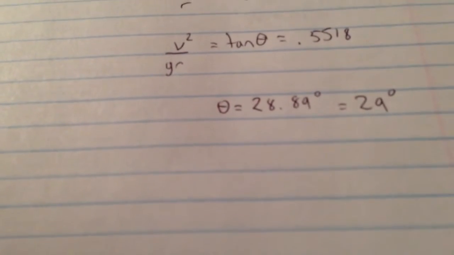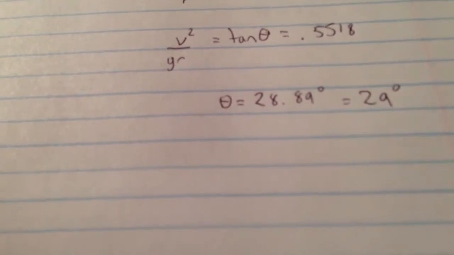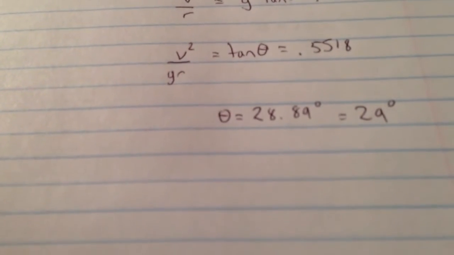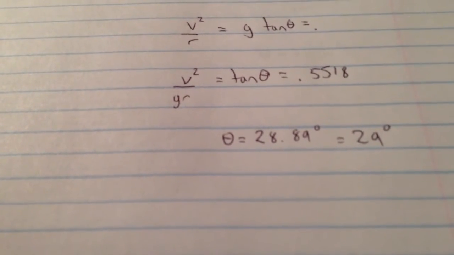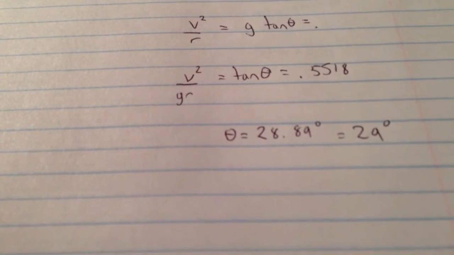If this was the AP test, you would want to keep your sig figs. Alright, so that's the end of part 1. In part 2, we will be doing the math to actually find the coefficient of friction.